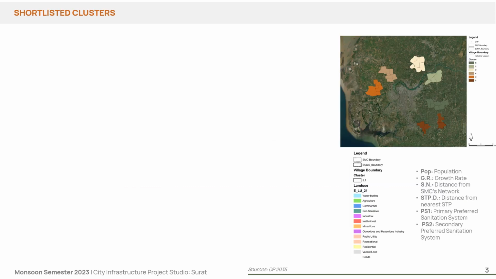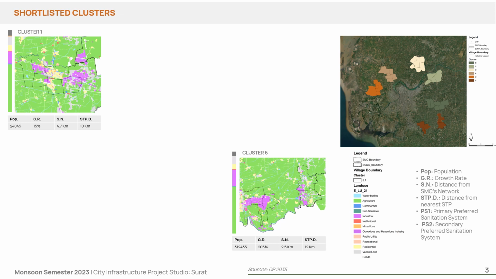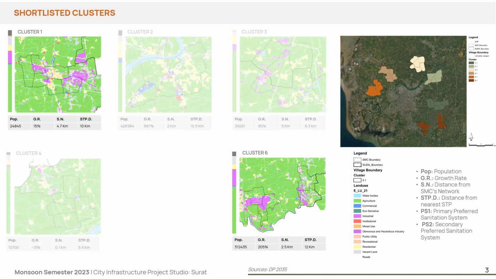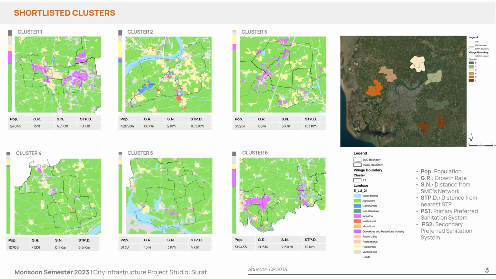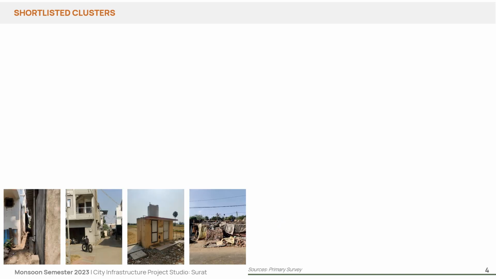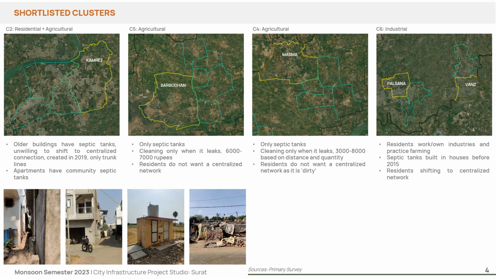Of the 157 villages, 34 have been shortlisted based on population density, decadal growth rate, and land use, ensuring diversity of the parameters. The six clusters are spread throughout the SUDA region. Clusters 1 and 6 are industrial in nature, whereas clusters 2 to 5 are predominantly agricultural and residential. Cluster 5 comprises the Tena Creek and Barbodhan Lake, hence drawing attention to its unique ecology. For the purpose of site visits and studies, three agricultural villages, namely Kamrej, Barbodhan, comprising Barbodhan Lake, and Masma, were shortlisted along with two industrial villages, Palsana and Vans.